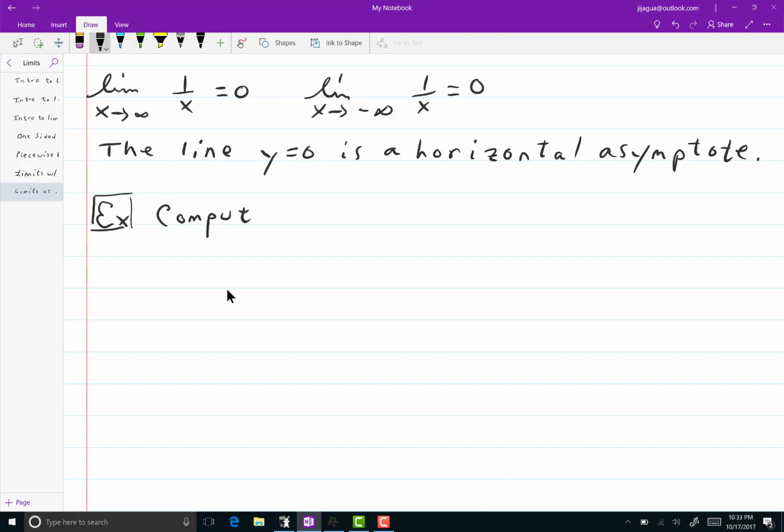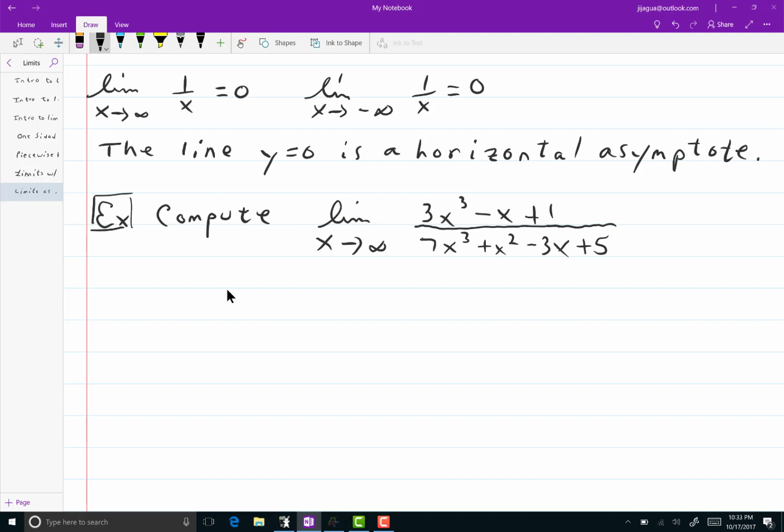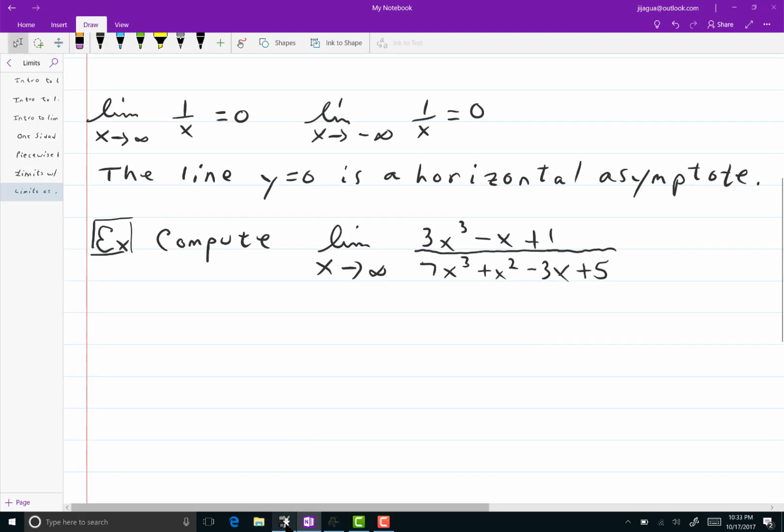This time I want to pick a more complicated rational function. So we have 3x cubed minus x plus 1 over, lucky for control Z, comes to my aid, 7x cubed plus x squared minus 3x plus 5. Let's go ahead and throw this in the calculator and see if I can do the same kind of stuff as I did before.